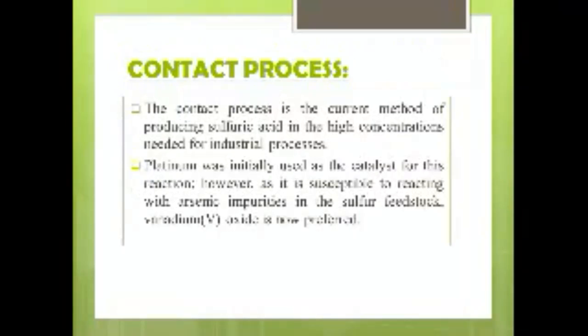The contact process is the current method of producing sulfuric acid in high concentrations, which is needed for industrial processes. Platinum was initially used as a catalyst for this reaction. However, as it is susceptible to reacting with arsenic impurities in sulfur feedstock, vanadium in the form of a +5 oxidation state oxide is now preferred.